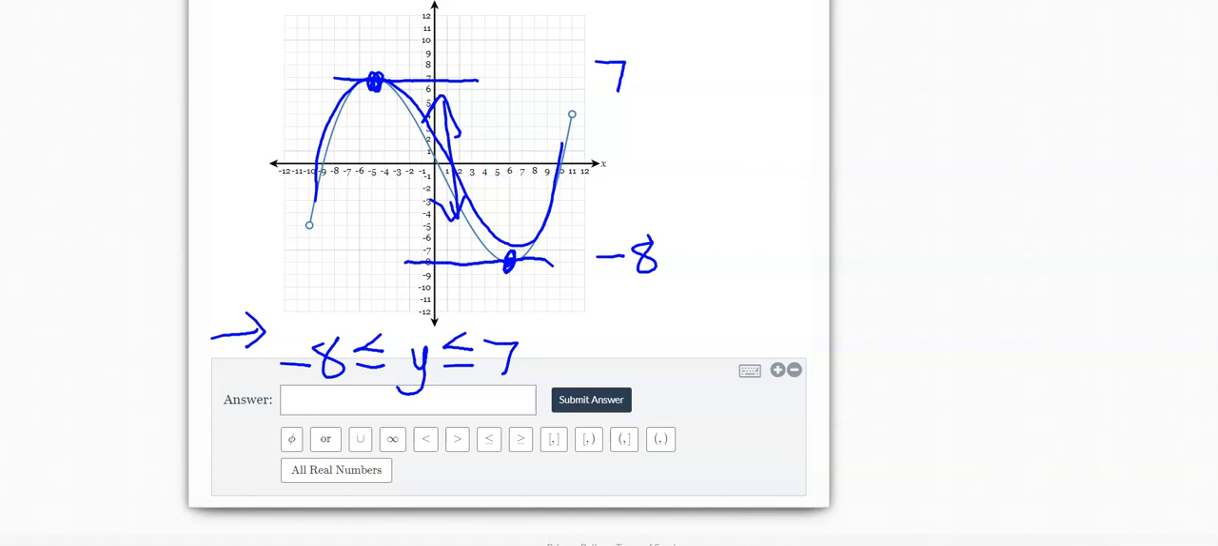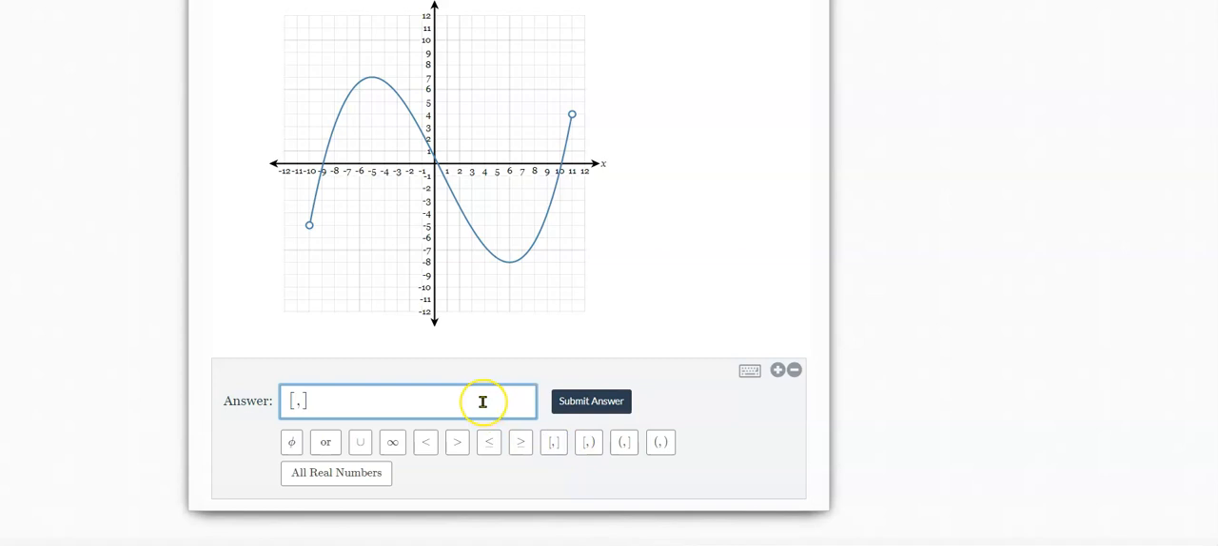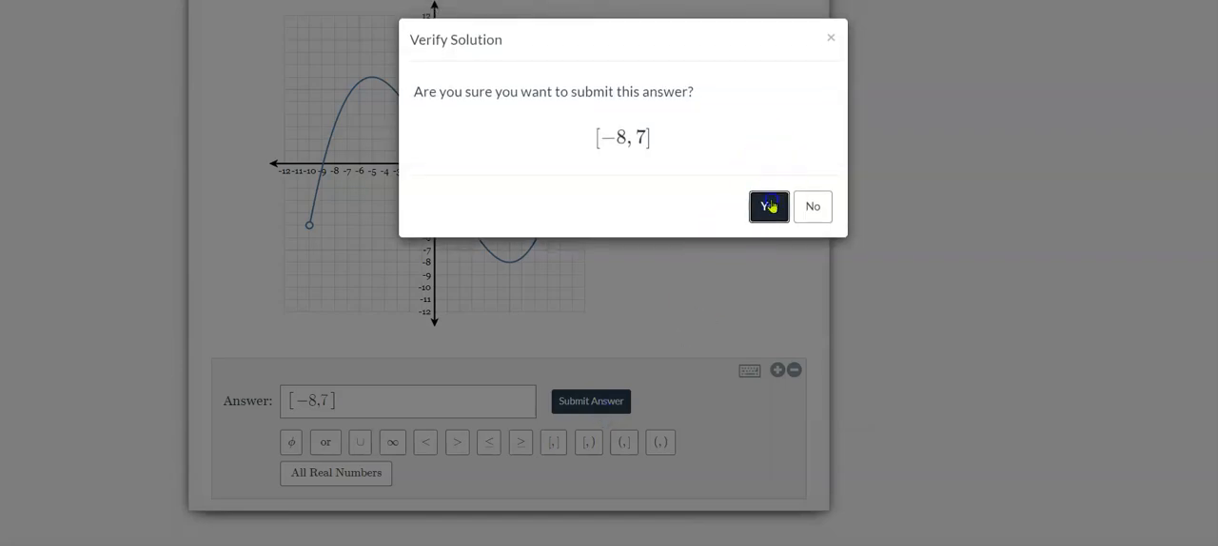So I can type it exactly like that using inequality notation, or I can type a -8 with a hard edge bracket and a +7 with a hard edge bracket. It's up to you which you prefer to use. So since it's quicker, I'm just going to use the interval notation. -8 is my lowest value, +7 is my greatest value.